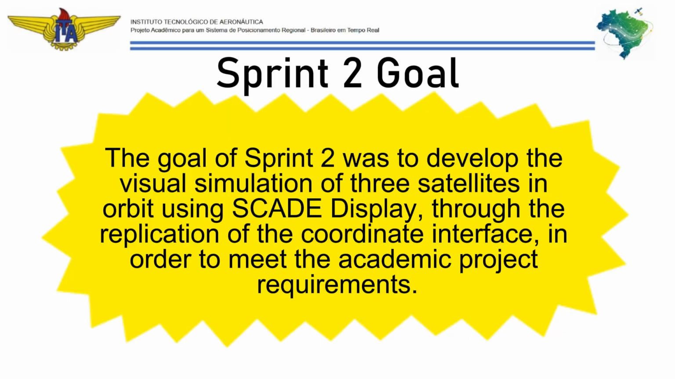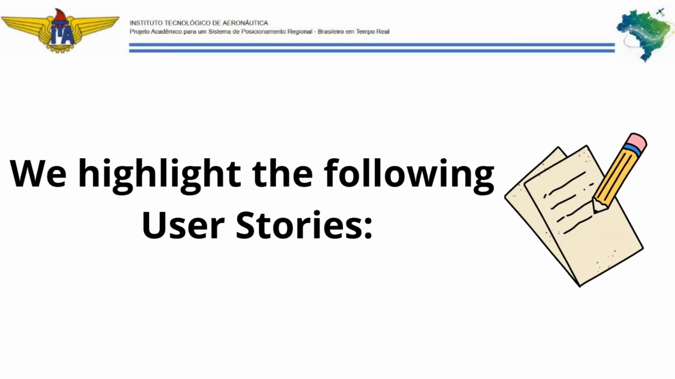The goal of Sprint 2 was to develop the visual simulation of 3 satellites in orbit using SCADE display through the replication of the coordinate interface in order to meet the academic project requirements. We highlight the following user stories.